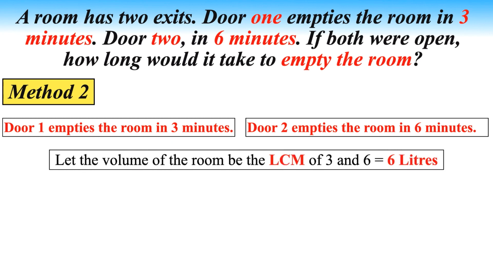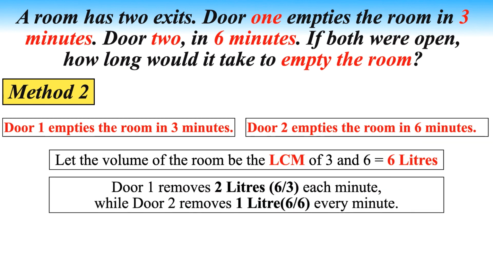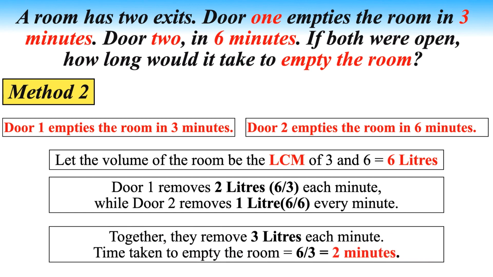liters. Therefore, door 1 removes 2 liters each minute, while door 2 removes 1 liter every minute. Together, they remove 3 liters each minute. Thus, the time taken to empty the room equals 6 by 3, which is equal to 2 minutes. Here 6 is the total capacity and 3 is the total liters removed each minute. Thus, the answer to the problem is 2 minutes. You can use any of these methods to solve the problem in less than 10 seconds.